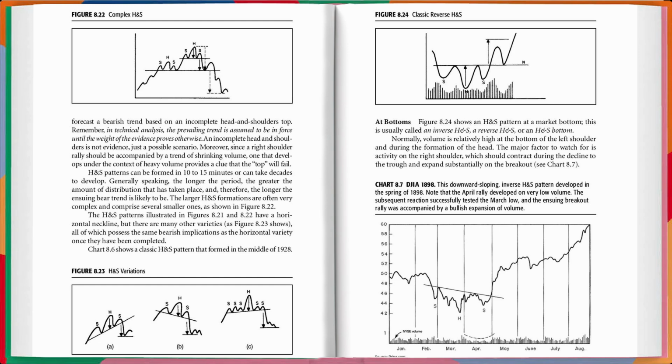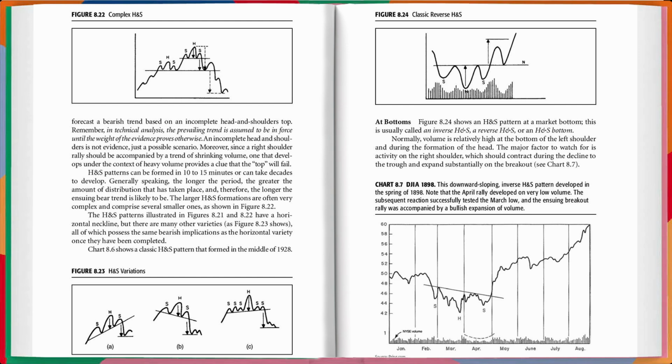The H&S patterns illustrated in Figures 8.21 and 8.22 have a horizontal neckline, but there are many other varieties, as Figure 8.23 shows, all of which possess the same bearish implications as the horizontal variety once they have been completed. Chart 8.6 shows a classic H&S pattern that formed in the middle of 1928.